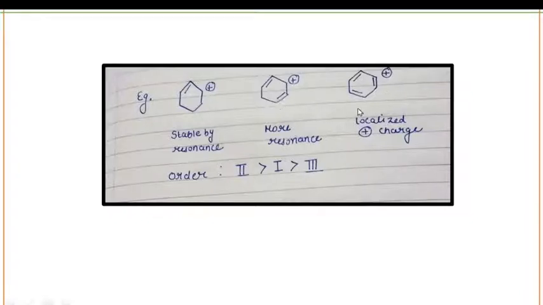And in the third case, you have a positive charge and three double bonds. Also this positive charge is a localized charge. Therefore, there will be no resonance in this structure. That's why your second structure is the most stable structure because it has more resonance, while the third structure has a localized positive charge, means there will be no resonance. Okay, so this is your order for the stability.